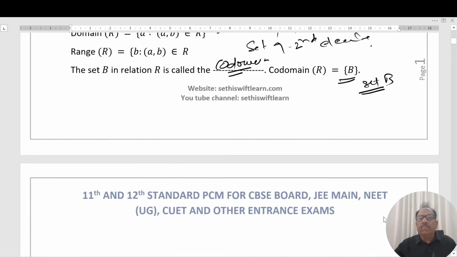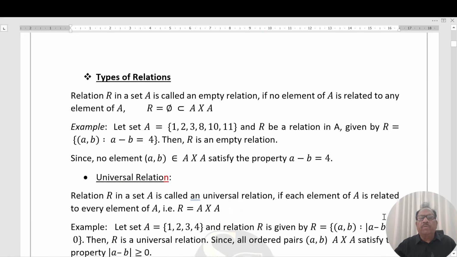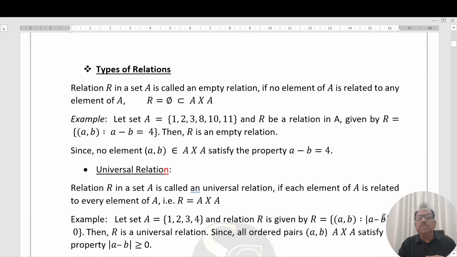Next, types of relations. The first is the empty relation. What is an empty relation? If no element of A is related to any element of A, then this is called an empty relation. Example: let A be {1, 2, 3, 8, 10, 11} and R be the relation given by a minus b equal to 4.